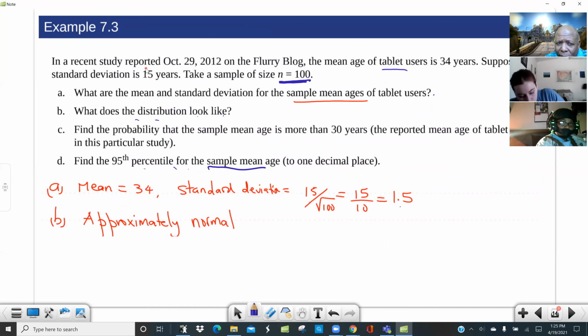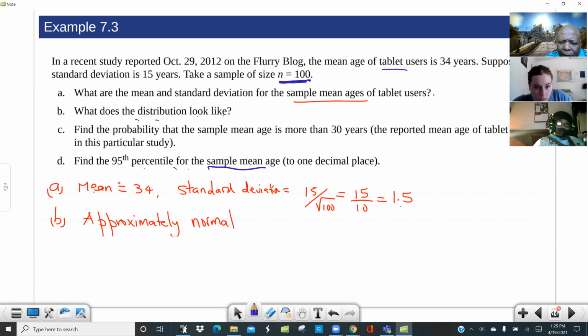In a recent study reported October 29, 12, on the Flare blog, the mean age of tablet users is 34 years. Suppose the standard deviation is 15, and you take a sample of 100. You take groups of 100. What is the mean and the distribution and the standard deviation for the sample mean ages?